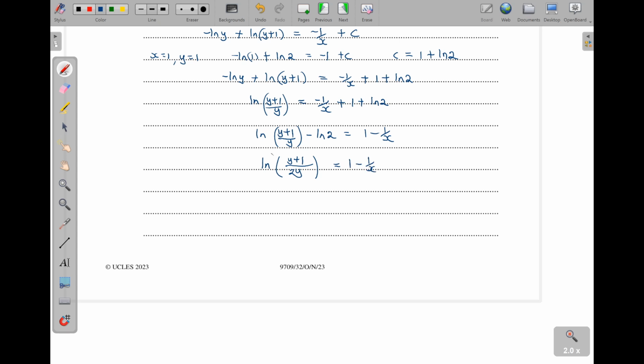Now, we need to take away this natural log, so that means this is y plus 1 over 2y, which is equal to e to the power of 1 minus 1 over x. You see that? Then after that, we can cross multiply, right? So if we cross multiply, we need to make y the subject of the formula. So we shall get y plus 1, which is equal to 2y, then e to the power of 1 minus 1 over x.